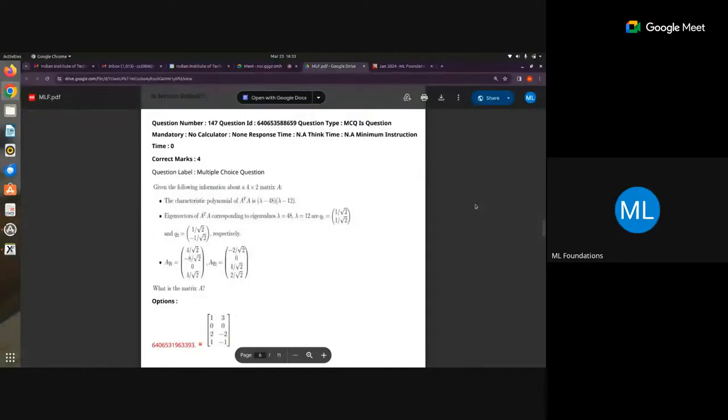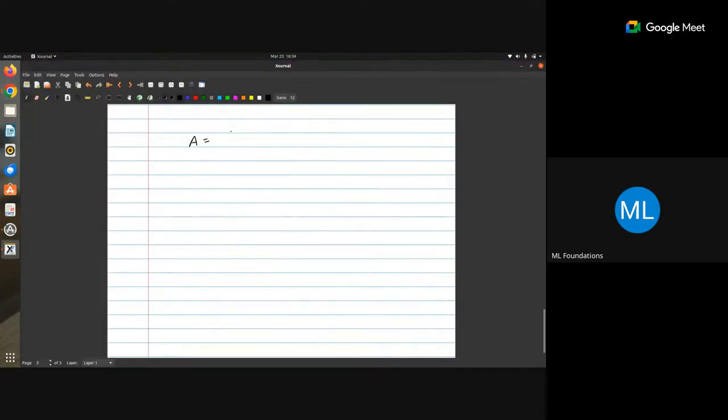Given the following information about a 4x2 matrix A, the characteristic polynomial of A transpose A is this. Eigenvectors of A transpose is this one. This is the SVD form, right? You are able to see the SVD form here. Then if this is the SVD form and I want to find matrix A, it will become U sigma V transpose, right?